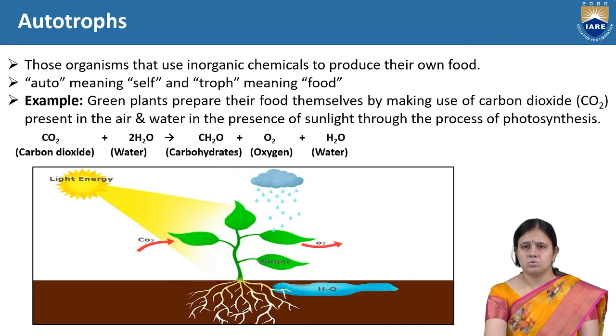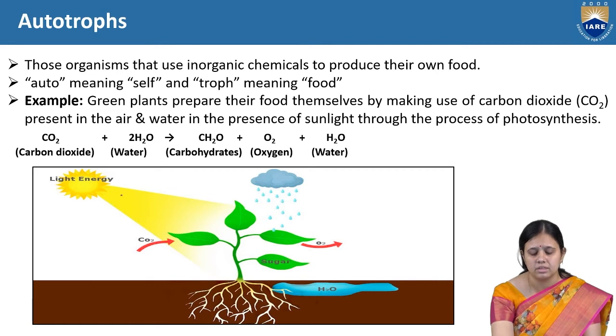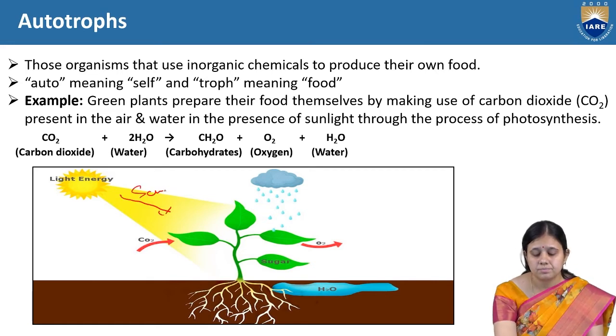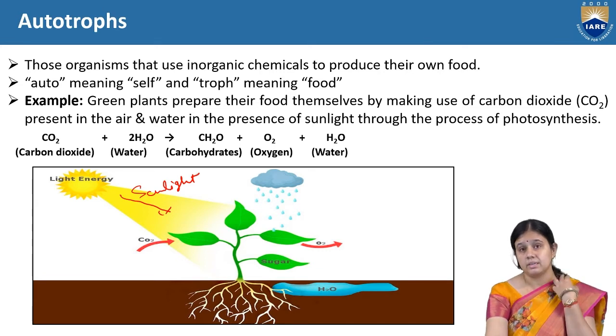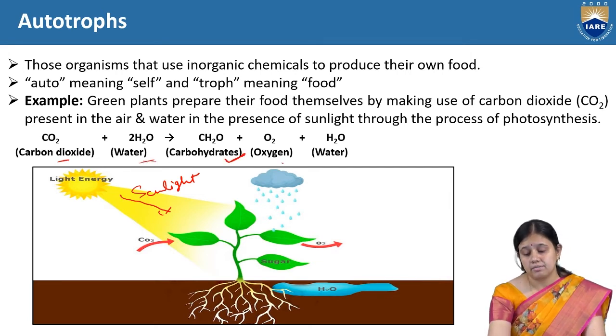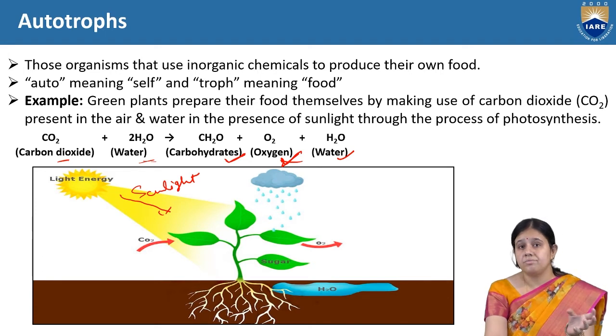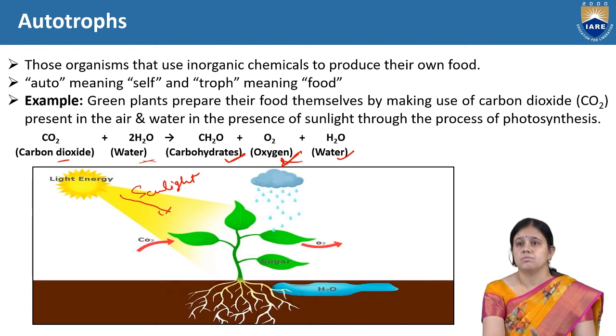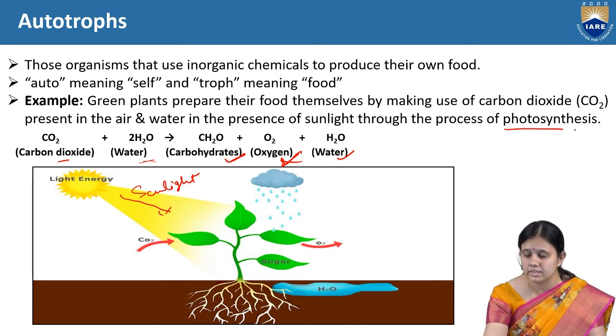In this picture you can see that green plants use light energy from the sunlight, and they make their own food and store it in the plant parts. They use carbon dioxide and water, which form carbohydrate, and this will produce oxygen and water, as a green plant produces oxygen. So this process of using sunlight and making their own food is called photosynthesis.